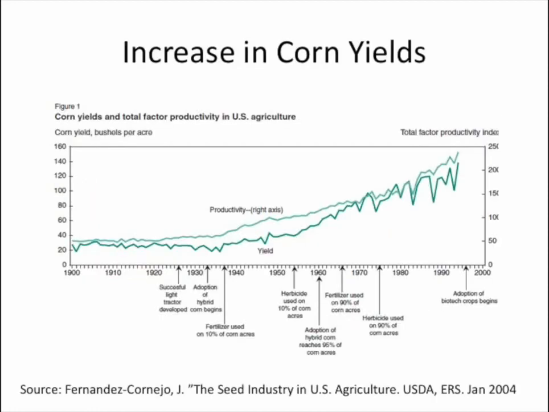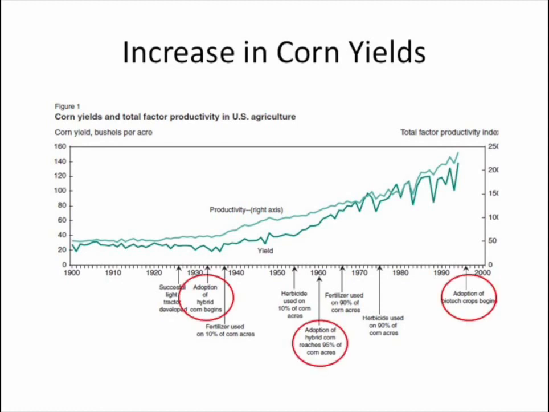We're going to begin with our now familiar graph of the increase in corn yields, again beginning at the late 1930s, early 1940s. We saw corn yields increase. This figure is taken from a publication called The Seed Industry in U.S. Agriculture, and again you see the list there of the technologies that were brought into the agricultural sector and that impact corn. I'm going to circle three of these.